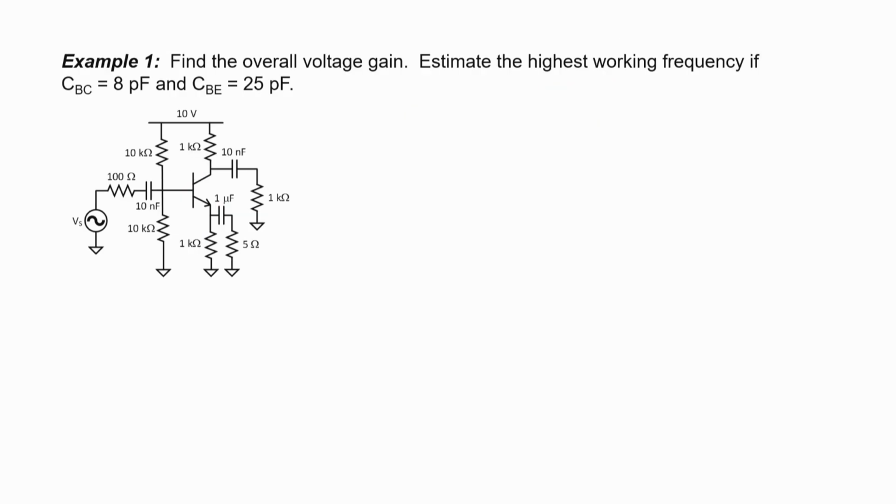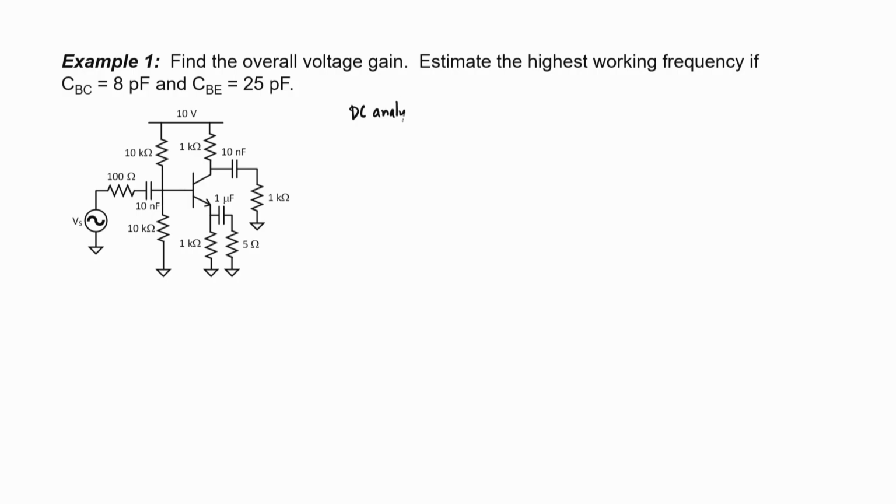We're going to be working 2 examples. In the first example, it's going to be a standard common emitter amplifier. And then in the second example, it's going to be pretty much the same, except we've converted it into a cascode. Let's work the standard common emitter configuration amplifier first.